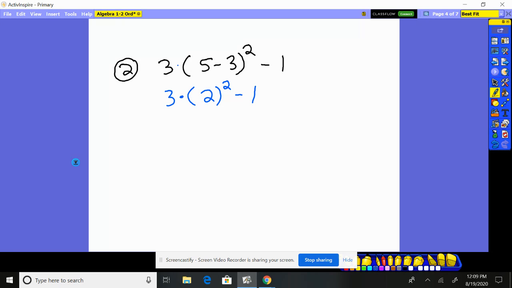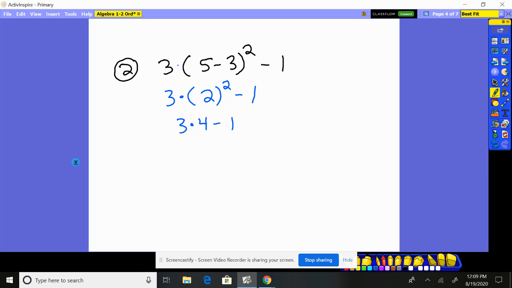And now look at it. When you get down to a single number like that 2 that's in parentheses, you can actually drop the parentheses. So if we drop them, we notice that we're going to have a squaring, multiplication, and subtraction. So I'm going to go ahead and do that 2 squared because it is the most powerful. So it's going to go to 3 times 2 squared is 4 minus 1.